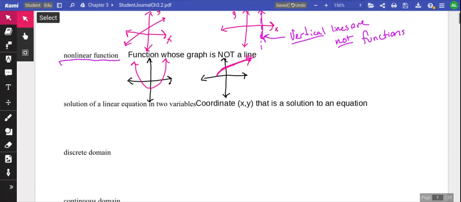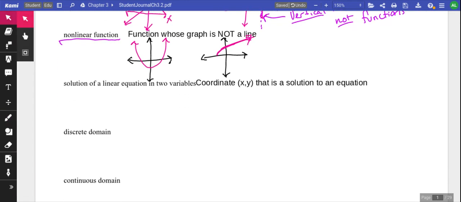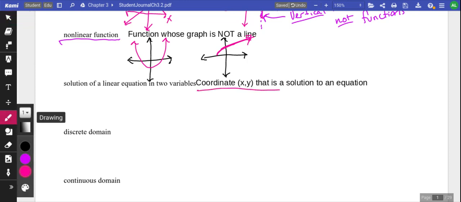And the last one over here, the last one that I really care that you do at least, is the solution of a linear equation in two variables. That's a lot of words to basically just say any coordinate that's a solution to an equation. We'll get more into this again as we start graphing these equations, but any coordinate, let's say I gave you y equals 3x plus 5.